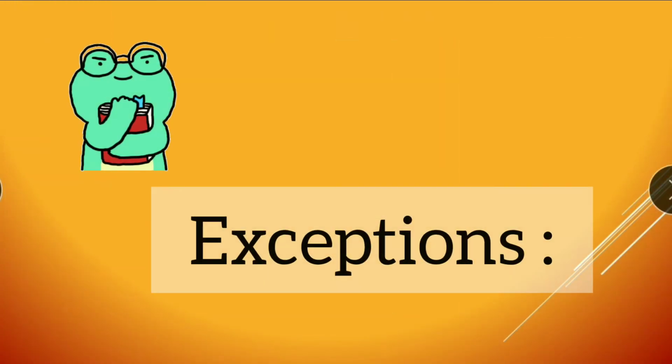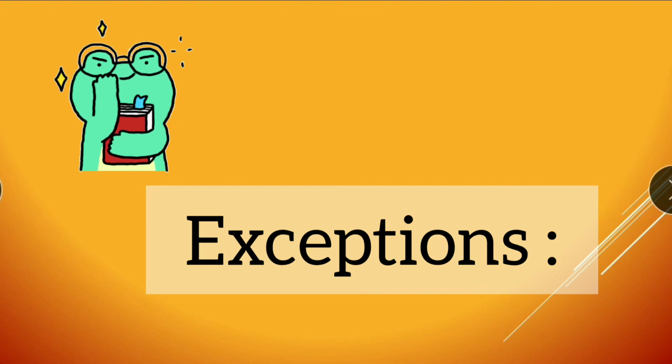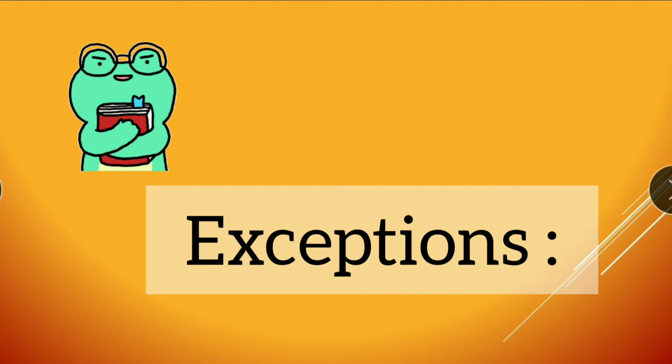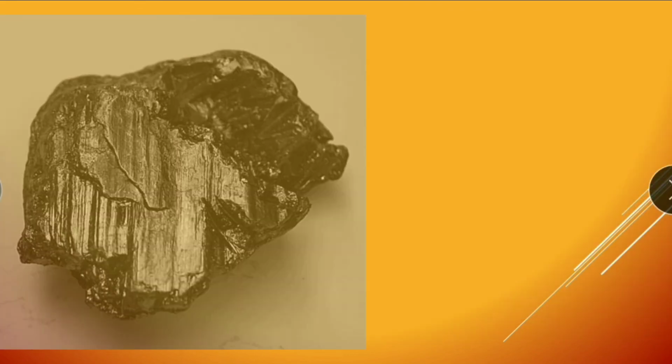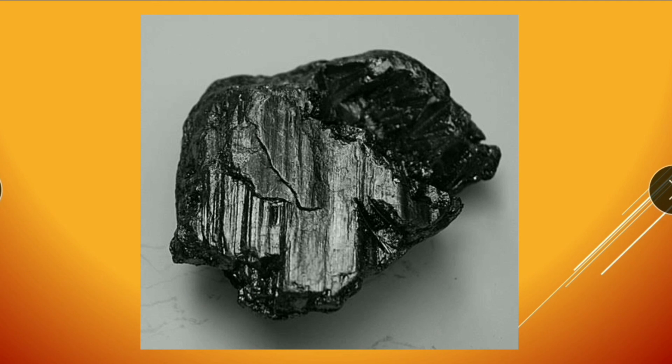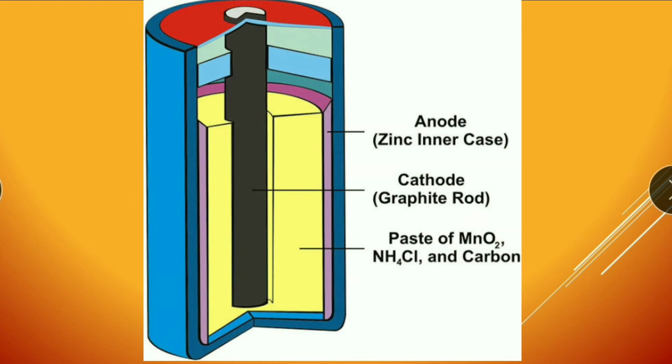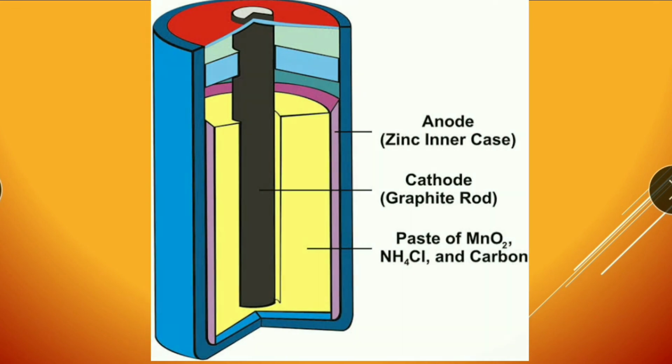There are, however, some exceptions. A form of the carbon element, diamond, which is a non-metal, is a good conductor of heat, and another form of carbon element called graphite is a non-metal which is a good conductor of electricity. Being a good conductor of electricity, graphite is used for making electrodes, as in the dry cells.